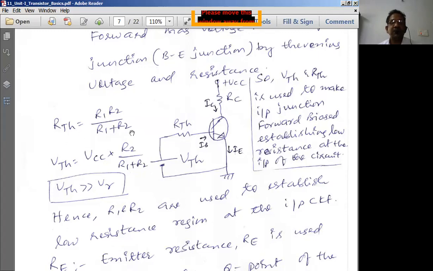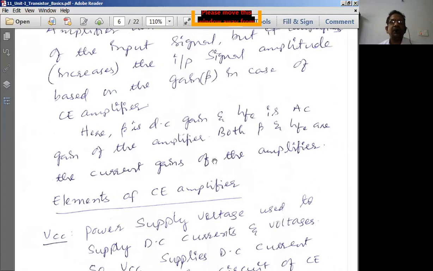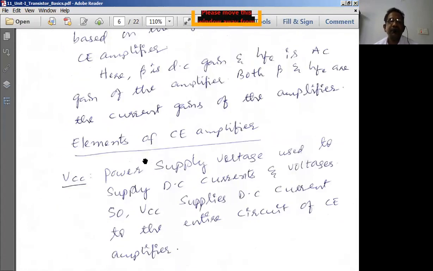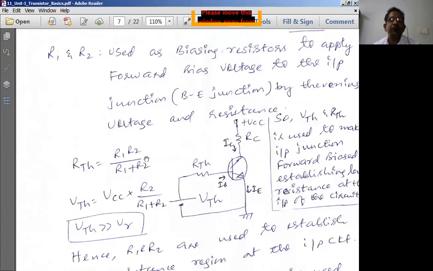What is Thevenin's resistance? Looking into this circuit, R1 and R2 are connected in parallel. Why are R1 and R2 in parallel? Because the current coming from VCC, say I1, is divided into IB and I2. Since two different currents are flowing through these two resistors R1 and R2, we call them parallel resistors. So we find the Thevenin's resistance between the base and the ground as R1 R2 by R1 plus R2, by the simple parallel combination of resistance equation.